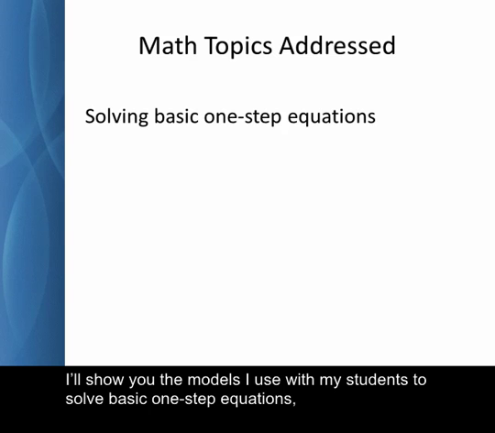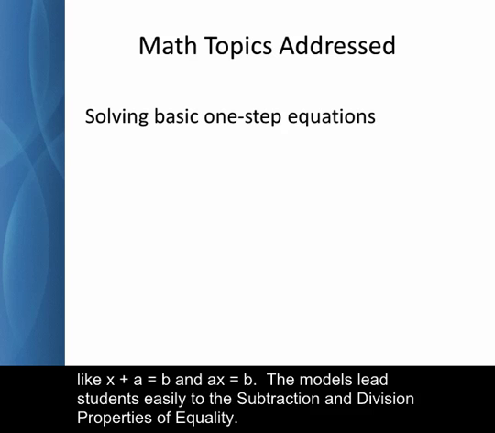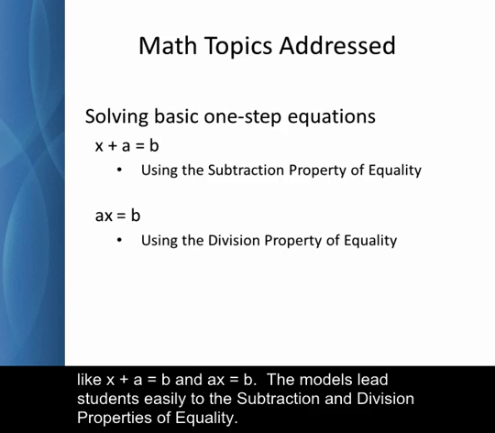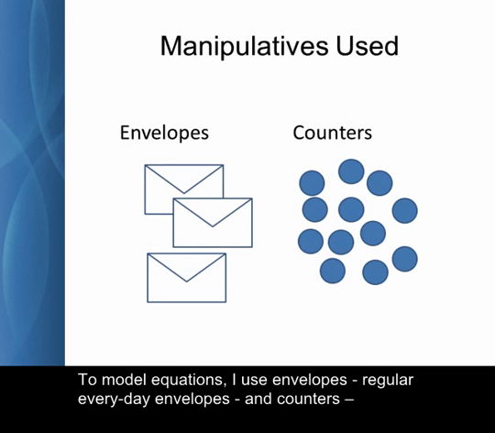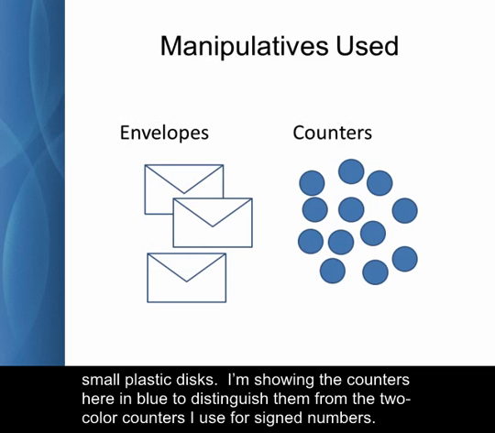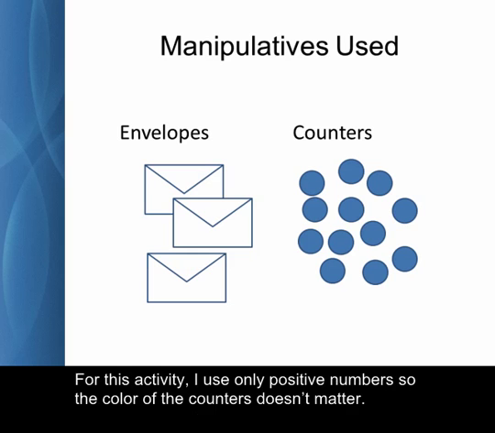I'll show you the models I use with my students to solve basic one-step equations like x plus a equals b and a times x equals b. The models lead students easily to the subtraction and division properties of equality. To model equations, I use envelopes, regular everyday envelopes, and counters, small plastic discs. I'm showing the counters here in blue to distinguish them from the two color counters I used for sign numbers. For this activity, I use only positive numbers, so the color of the counters doesn't matter.